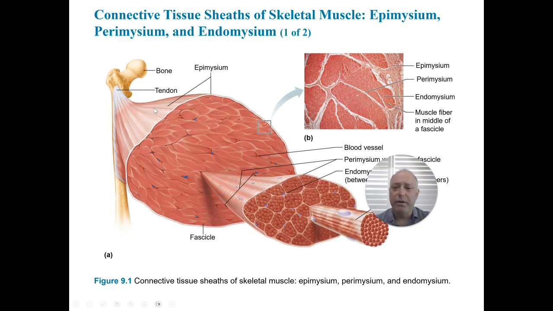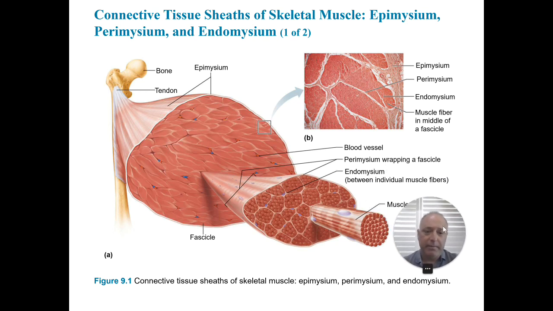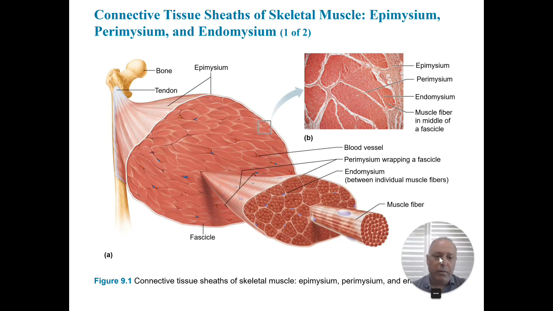Here is a picture showing the bone and a tendon connecting this muscle to the bone. The epimysium, this layer of fascia that surrounds the entire muscle. The muscle is made up of fascicles. Each fascicle is surrounded by a perimysium. And then within each fascicle, there are individual cells, muscle fibers. And these are going to be wrapped in endomysium.